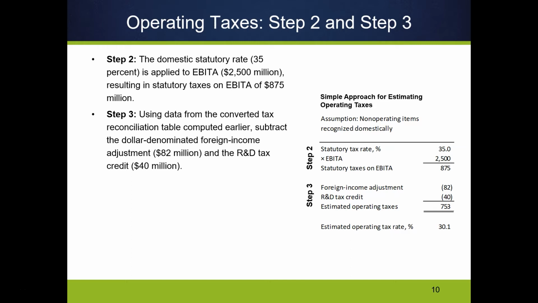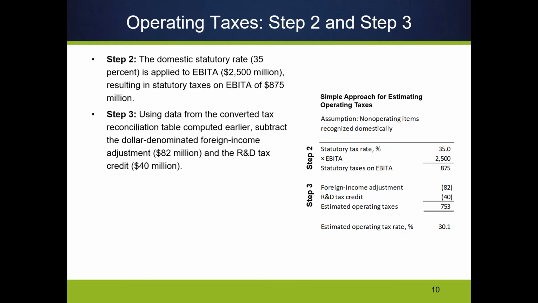Step 3 then is we use the tax reconciliation table, and we identify the 2 operating tax credits or rate reductions. And so we know the one-time audit revision isn't operating, but we would know the R&D tax credit is operating because that's in the footnotes. The R&D tax agreement is in the footnotes of the financial statements, and we know that foreign income adjustment is operating because clearly some of the income was earned at a foreign rate that's different and lower.